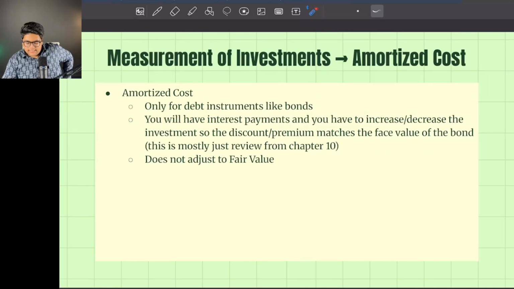And then lastly, the last method is amortized cost. We've seen this previously through the bonds. Amortized cost is only for debt instruments like bonds, and you will have interest payments which you use to increase or decrease the investment. So the discount or premium matches the face value of the bond. This whole point is honestly just a review from chapter 10, if you remember the bonds chapter, and this does not adjust to fair value.